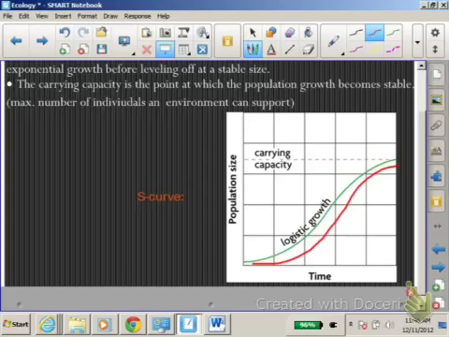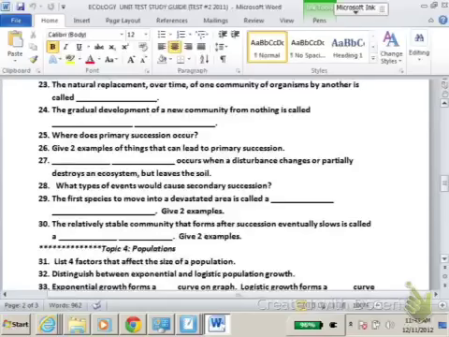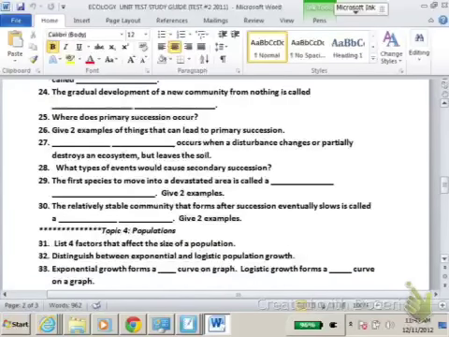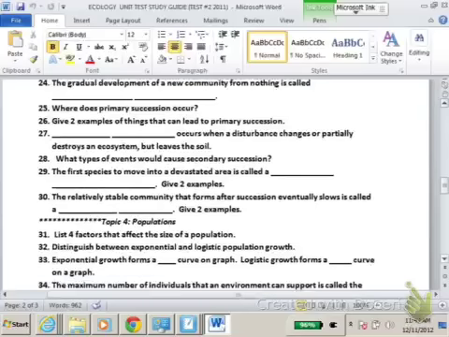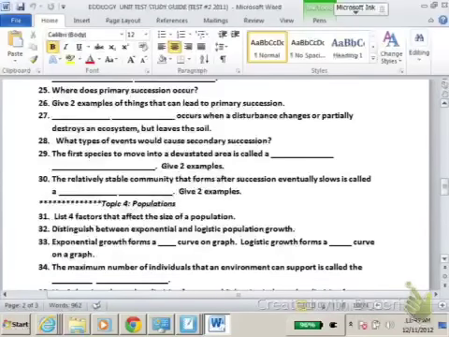Now this point where it levels off is called carrying capacity. Carrying capacity, if you'll remember, is the maximum number of individuals an environment can support. So just remember, we can only grow so large before we start leveling off, because the earth can only hold so many people. 33, exponential growth forms a J curve. Logistic growth forms an S curve. 34, the maximum number of individuals an environment can support is called the carrying capacity.